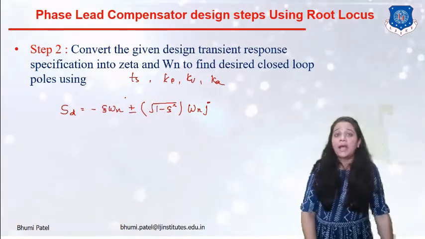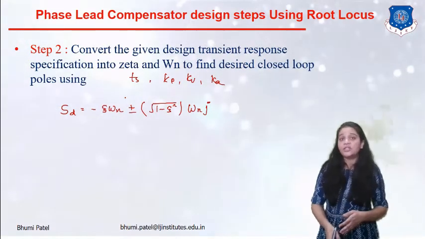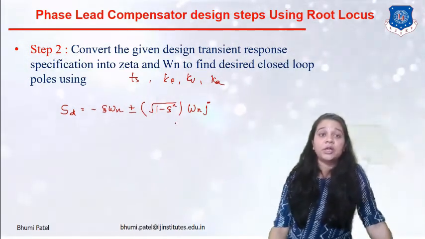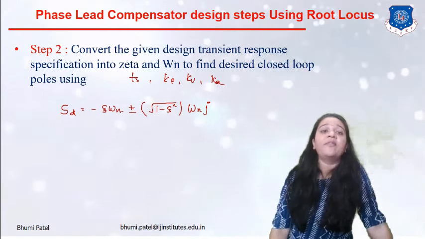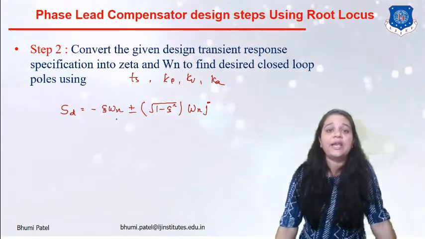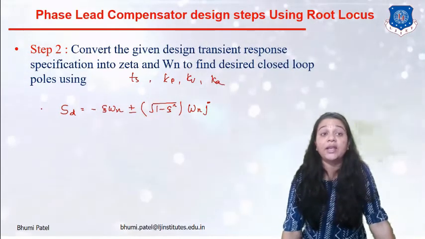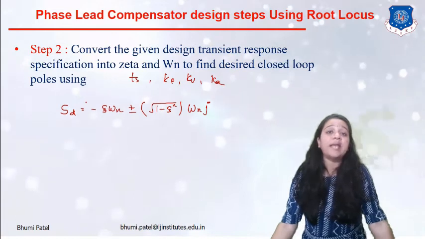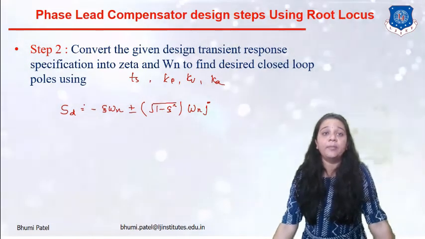What is omega n? Omega n is the natural frequency of the system and zeta is the damping ratio of the system. Using these values, we can find zeta and omega n, and put them in this equation. We can then find the value of SD. So this is step number 2 of the phase lead compensator.